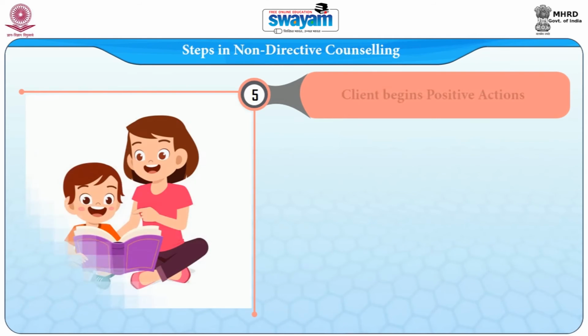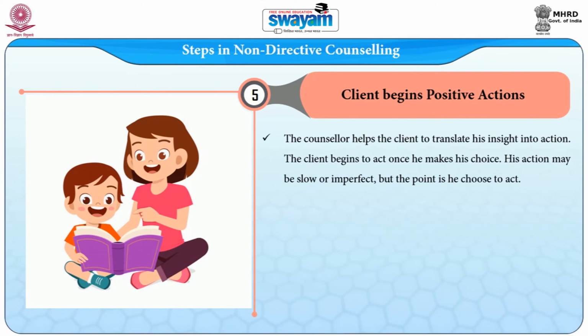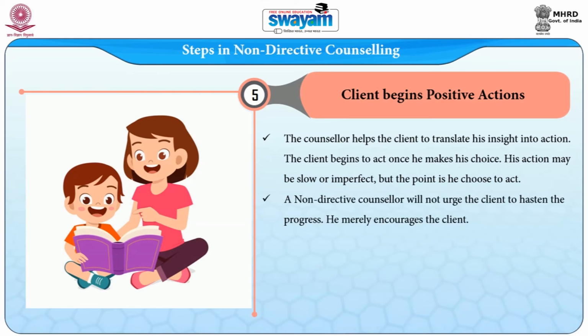Next step, the client begins positive actions. The counselor helps the client to translate his insight into action during this stage. The client begins to act once he makes his choice. His action may be slow or imperfect, but the point is he chooses to act. And this action itself counts as progress.